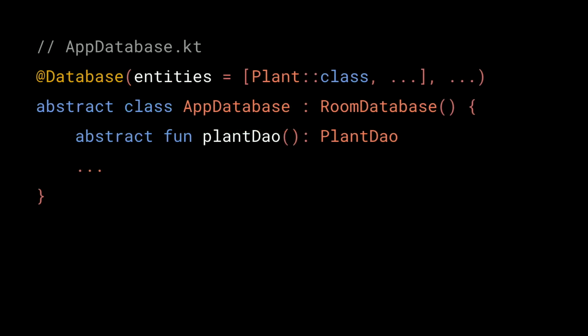Finally, to round out your Room implementation, you'll need to subclass a Room database. In here, you have an annotation of the actual database and the entities that it should be aware of, in our case, the plant class. And in here, we have a list of our DAOs, such as our plant DAO.